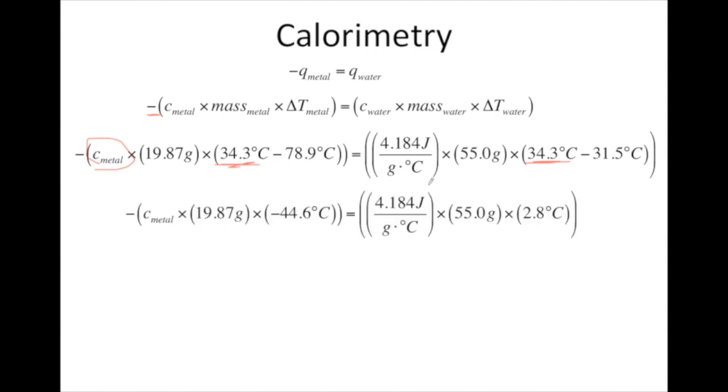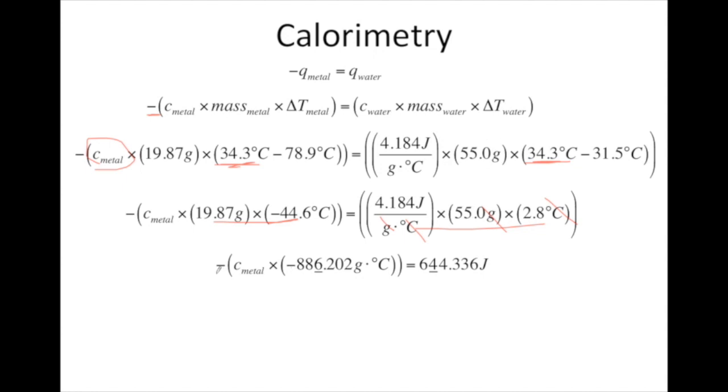So the first thing I did here was just calculate my change in temp, which is, of course, final minus initial for both the metal and the water. Then I multiplied through these two terms. I multiplied everything over here for the water. Watch your units now. Notice your grams cancel, your degrees Celsius cancel, and you'll end up with joules. Please do not try to solve these problems without including your units.